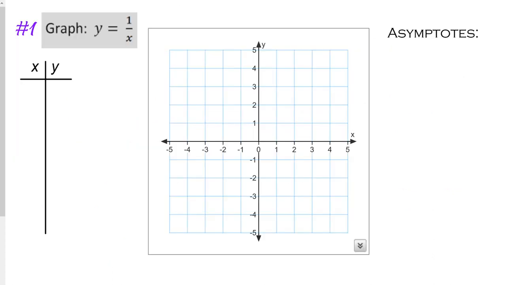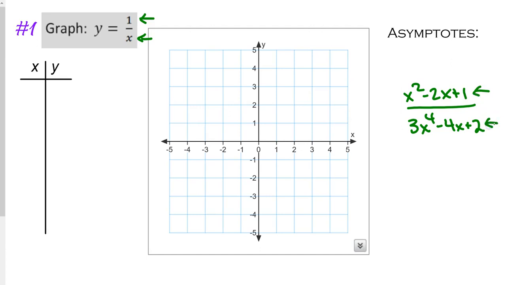Okay, so for this unit, we're going to focus on graphing rational functions. Rational functions have a polynomial numerator and a polynomial denominator. It could be something like x squared minus 2x plus 1 over 3x to the fourth minus 4x plus 2, or whatever. That's a polynomial over a polynomial. We just studied polynomials in our last unit. But we're starting out with a simpler one, and we're going to build from there.